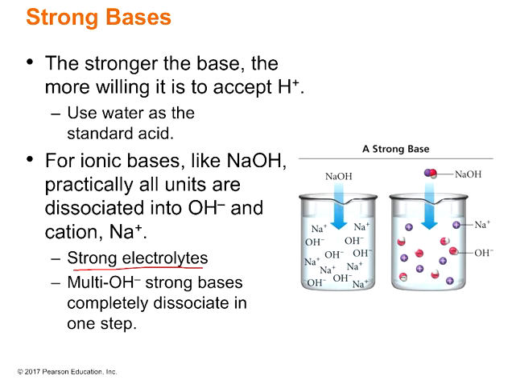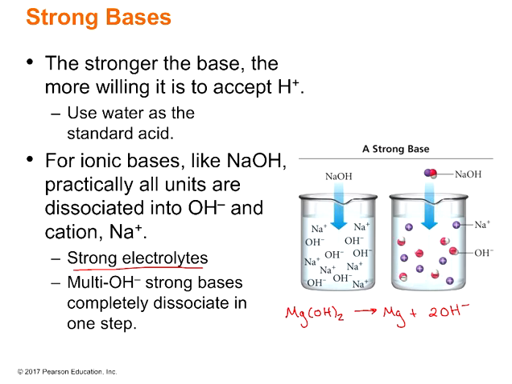Now, what if we have a base with multiple hydroxide ions? For instance, magnesium hydroxide has 2 hydroxide ions associated with the magnesium ion. These will completely dissociate in one step. So we're not going to lose one hydroxide ion at a time. We're going to see that both hydroxide ions completely dissociate from the magnesium ion.